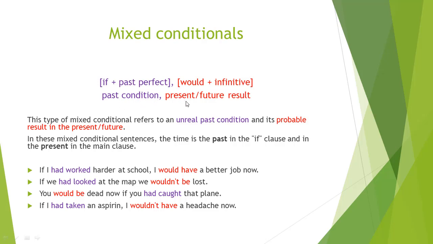Past condition, present or future result. This is what I was telling you. This type of mixed conditional refers to an unreal past condition and its probable results in the future or the present. In these mixed conditional sentences, the time is the past in the if clause, and the present in the main clause. Example: if I had worked harder at school, I would have a better job now.